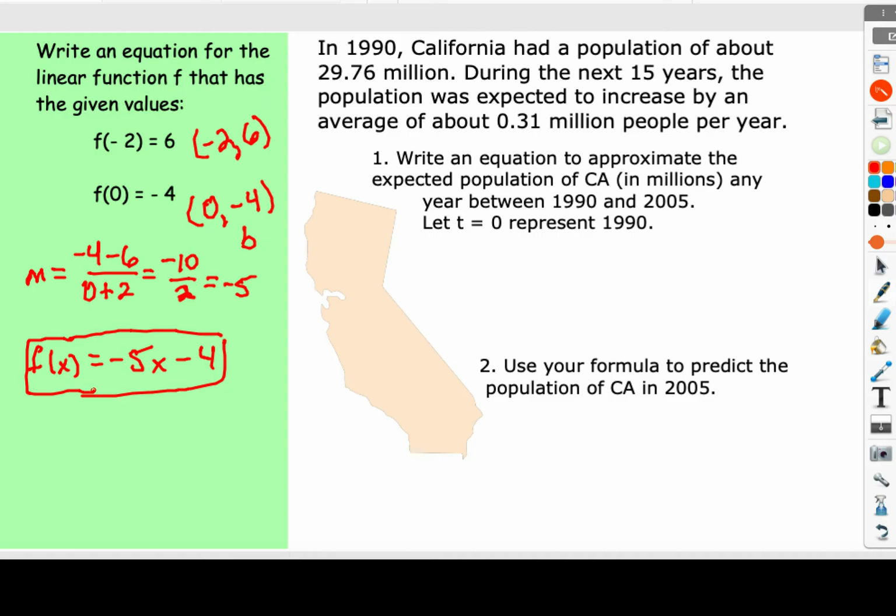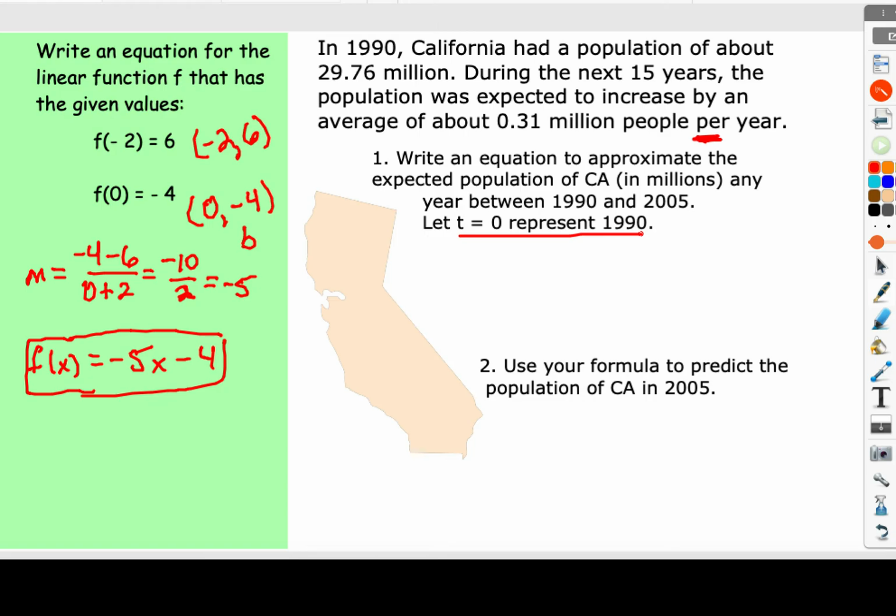Finally, notice the big problem over here at the right. In 1990, California had a population of about 29.76 million. During the next 15 years, the population was going to increase by an average of about 0.31 million people per year. Write an equation to approximate the population of California in any year from 1990 to 2005, but let t equals 0 represent 1990. Now, all those words are telling us something very important.